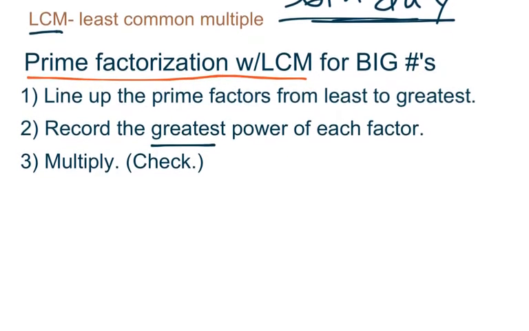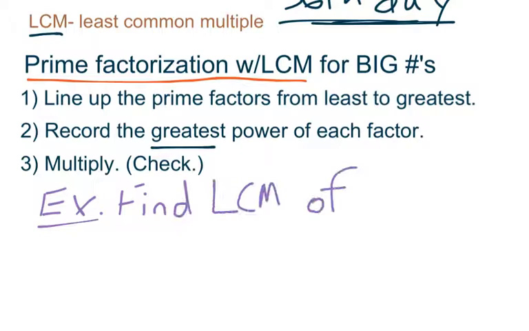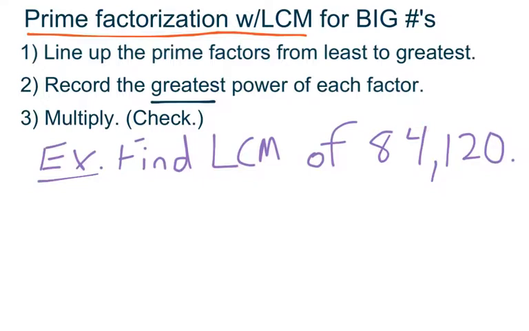All right, let's try 2 large numbers, not 2 and 4. We know their least common multiple is 4. But this time we're going to pick numbers like 84 and 120. So find the LCM of 84 and 120. I'm going to look at my steps.